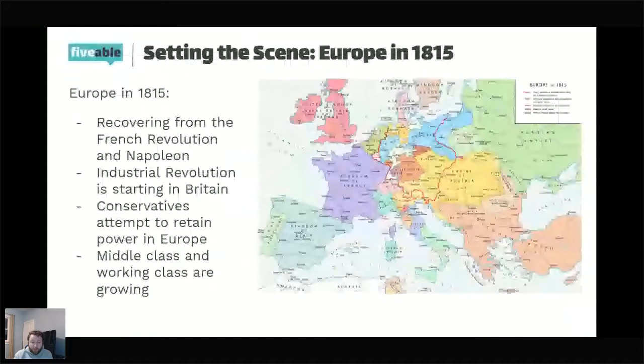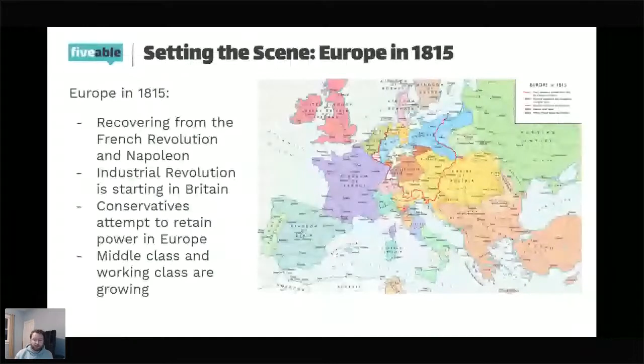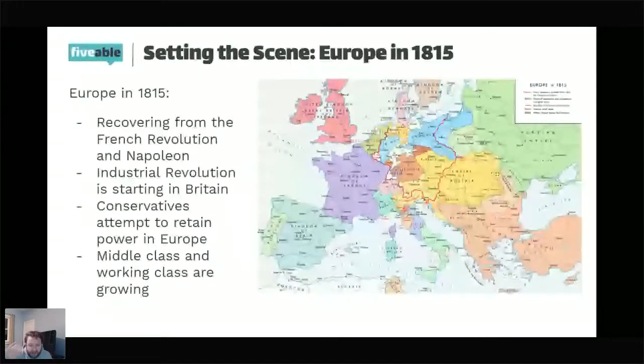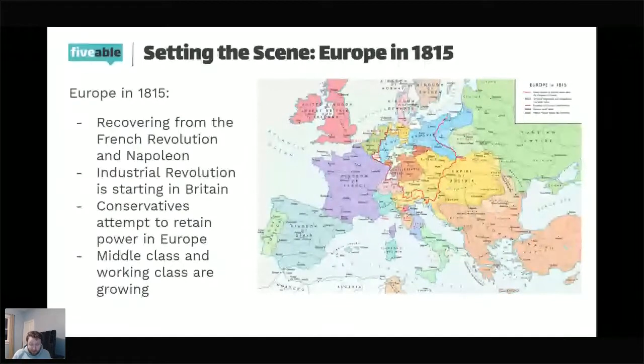So why do I start at 1815? It's the Congress of Vienna. The Congress of Vienna is a real big turning point in European history. We can lump it in with the Peace of Westphalia. We've just gotten past the French Revolution. We've gotten past Napoleon, and Europe is now recovering. They are in a hangover state, as I say. They are like, what the heck just happened?